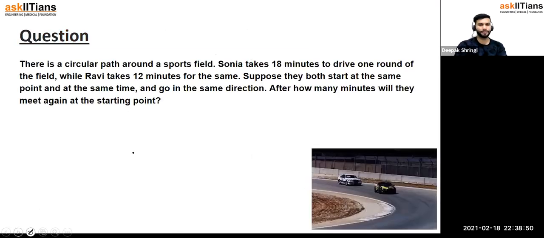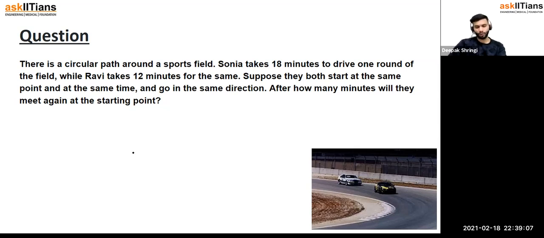Okay. So look. There's a circular path around a sports field. Sonia takes 18 minutes to drive one round of the field, while Ravi takes 12 minutes for the same. Suppose they both start at the same point and the same time in the same direction. After how many minutes will they meet again at the starting point?